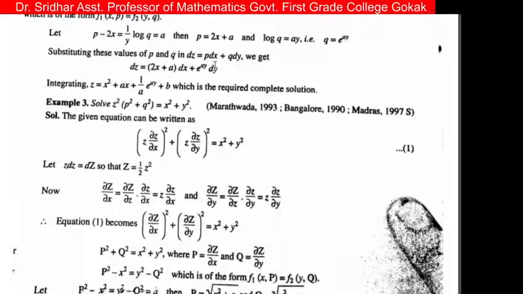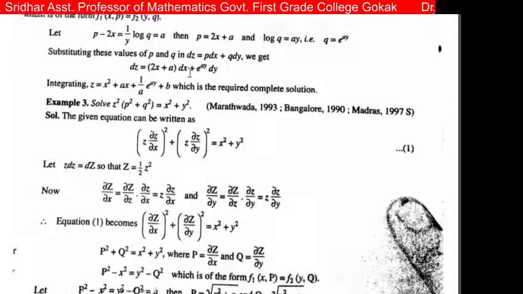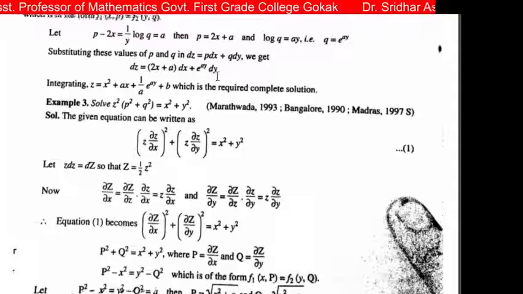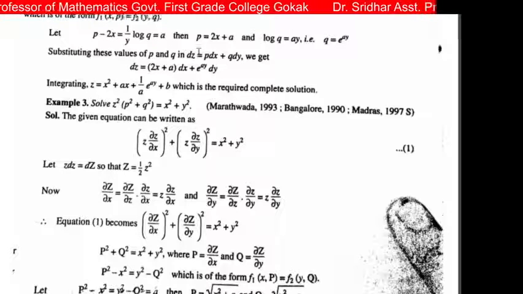Now substituting this p and q in the formula dz = p dx + q dy, we get dz = (2x + a) dx + e^(ay) dy. Next we integrate this, we get z = x^2 + ax + (1/a) e^(ay) + b, which is the required solution.